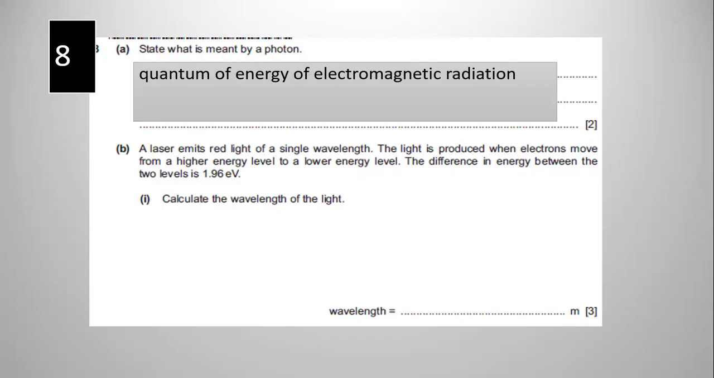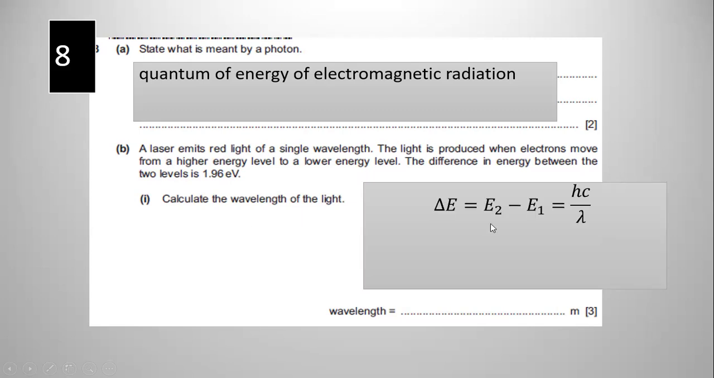A laser emits light of a single wavelength. The light is produced when electrons move from a higher energy level to a lower energy level. The difference in energy between the two levels is 1.96 electron volt. Calculate the wavelength of light. So use this formula, E equals hf. This is higher energy level, this is lower energy level. hf, you replace it with hc over lambda.